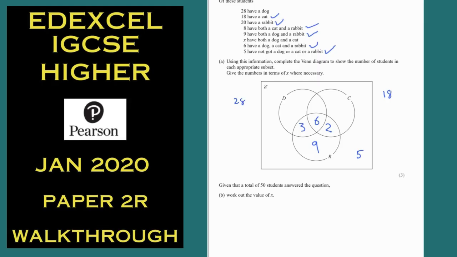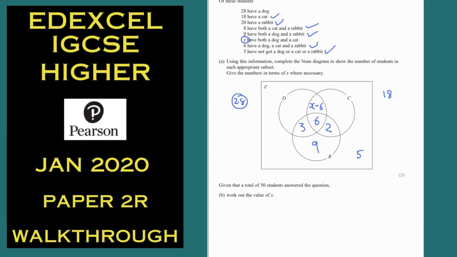Let's go back to this X. So X have both a dog and a cat. We already know about 6 of them. The total of the intersection must equal X. So the only way that can be possible is if this number, in inverted commas, if this number there is X minus 6.